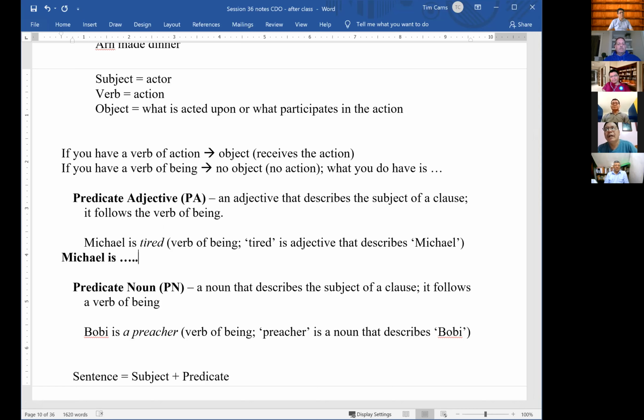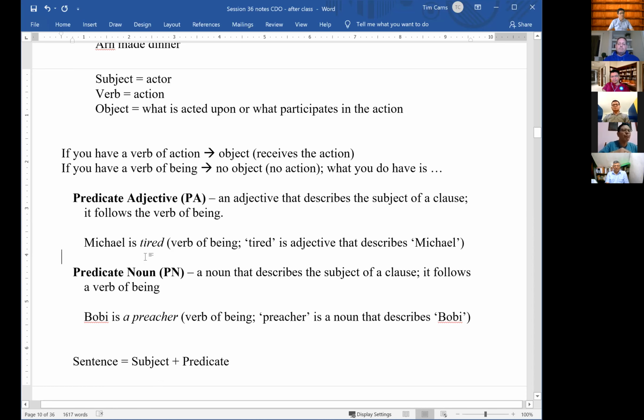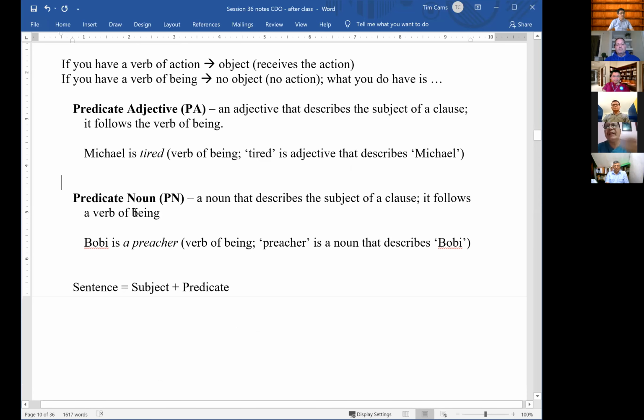Michael is tired. Michael is handsome. Michael is tall. We can fill in the different words, those are all adjectives because they're all describing a noun. They're telling us something about a noun. That's called a predicate adjective. Now, sometimes when we have a verb of being, we're not describing the person as far as their state, but we are describing something about them.